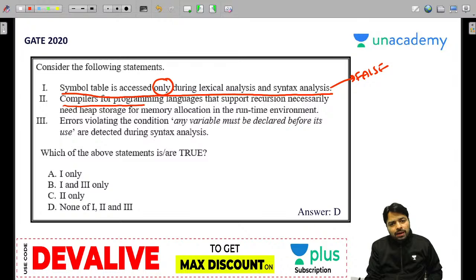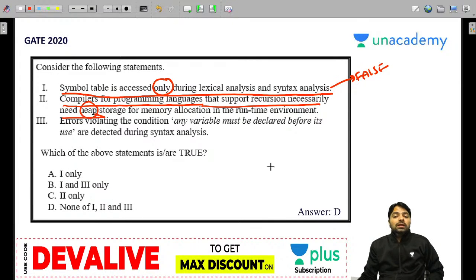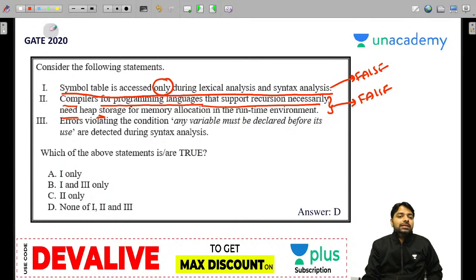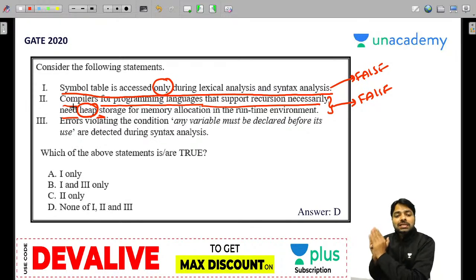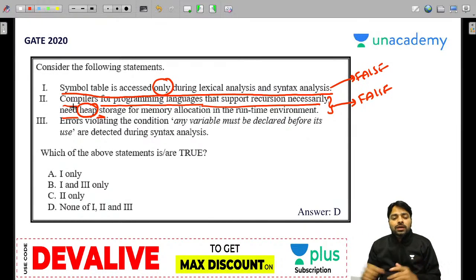Compilers for programming languages that support recursion necessarily need heap. No, they need stack, remember. So this is also false. When will it be true? If that word is replaced with stack, then it is true. That word is enough to decide whether it is true or false. If I write stack instead of heap, this statement is going to be true. Otherwise it has become false, because heap supports dynamic memory allocation, not recursion. Yes or no? Yes, everybody. Heap supports dynamic memory allocation and deallocation, so the user can explicitly manage the data at runtime.